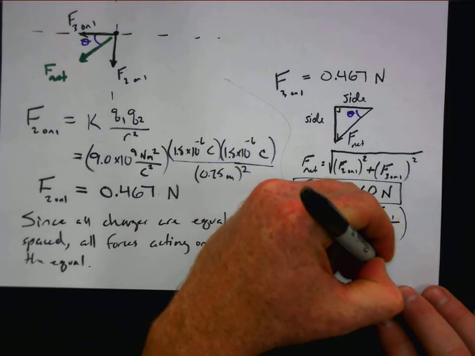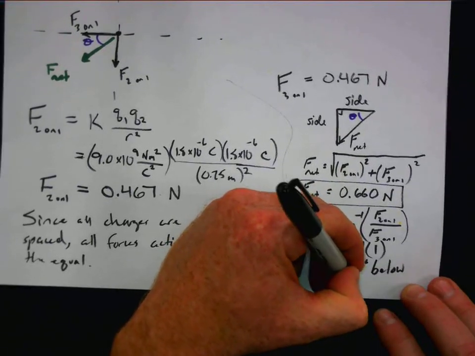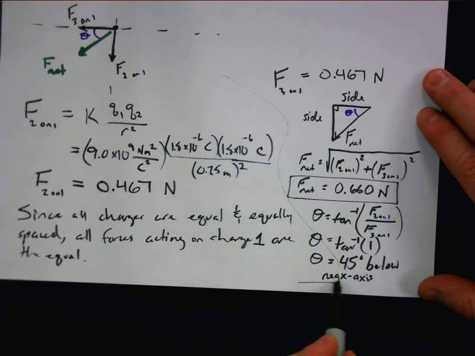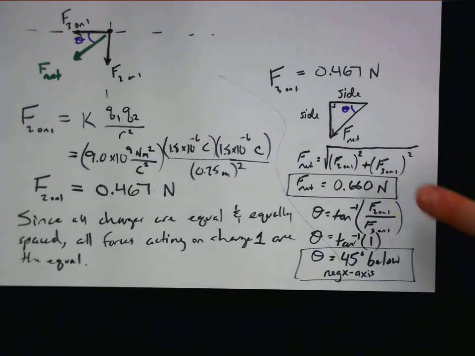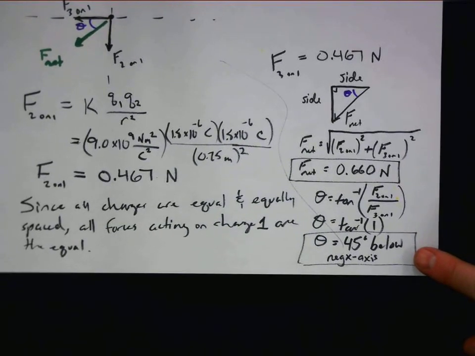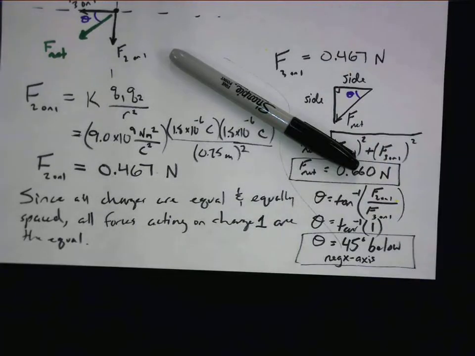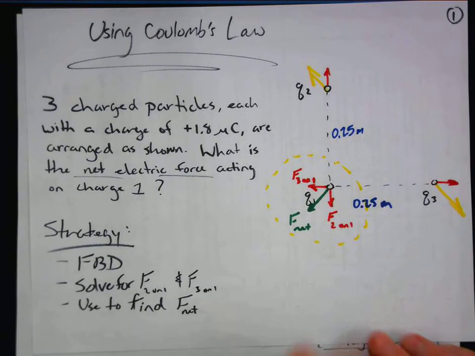below the negative x-axis, right? I really ought to be specific. So I have the value of the force, 0.660 newtons, and I have the direction of that force, 45 degrees below the negative x-axis. Done. Boom. And so I have found the value of the net force acting on charge number 1.